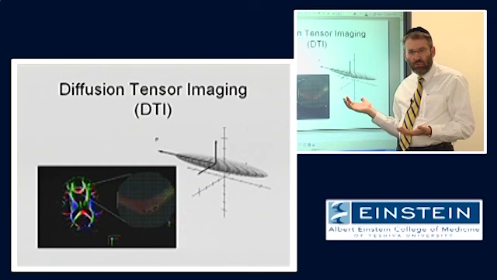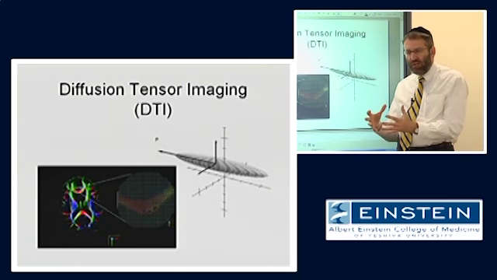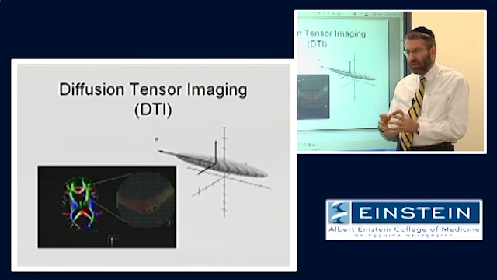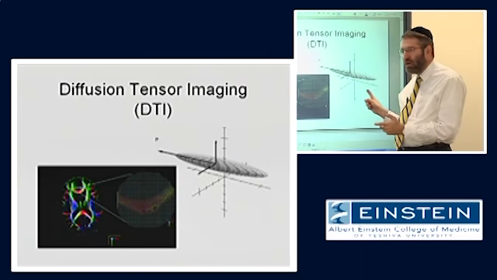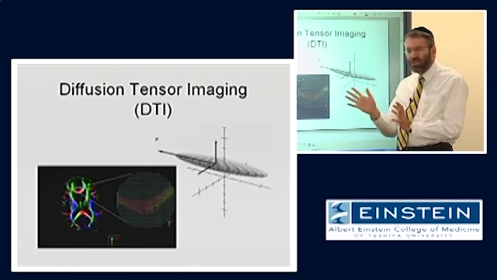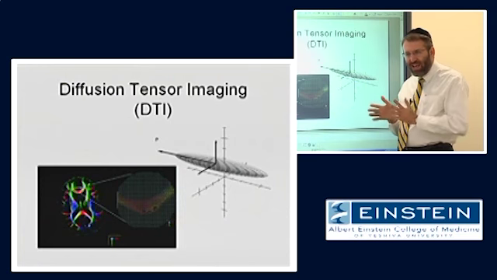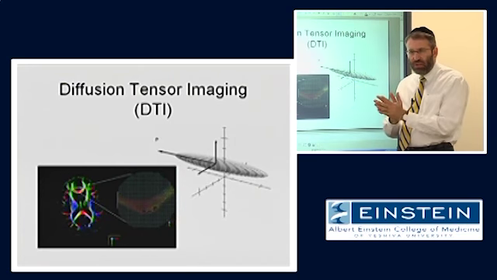It would be a sphere, because in the CSF there is no structure at all to limit diffusion in any direction. This will begin to approximate a sphere because there is no dominant direction of diffusion at all. In gray matter, for example, where we don't have this linear organization, this will also be relatively spherical.